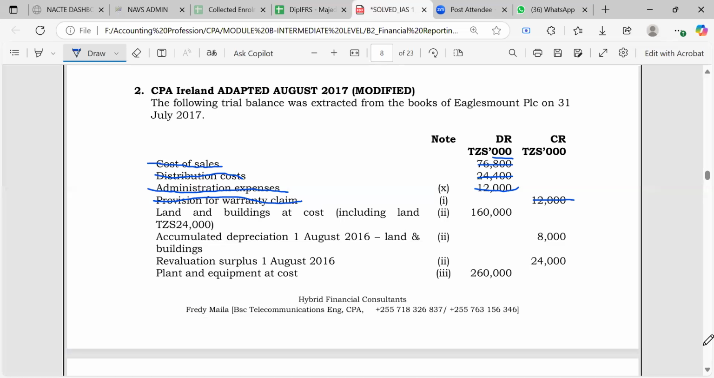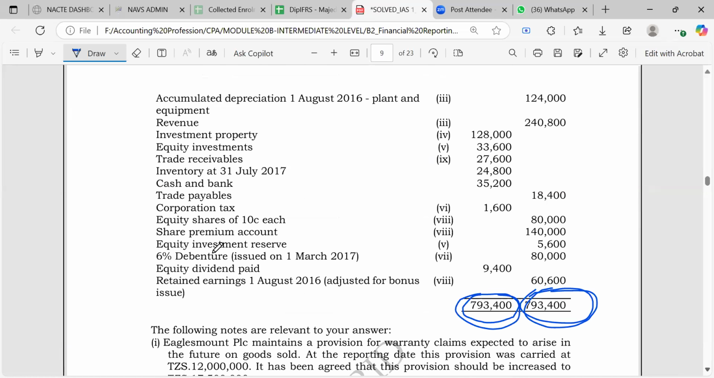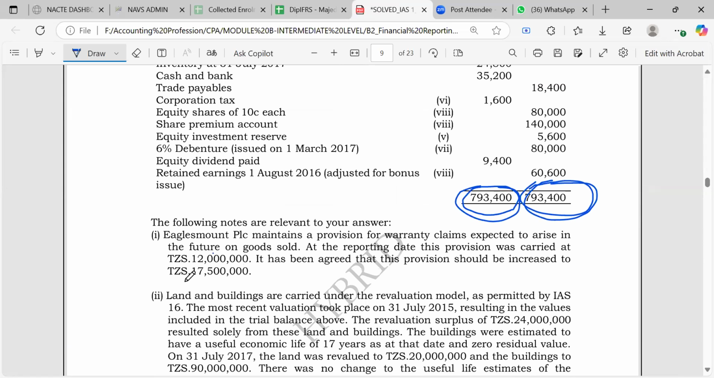This figure there is a new amount. So you need to know the double entry there too. By how much should we increase it? From 12,000 to 17,500. That is the increase, 5,500. So we need to increase our provision by this figure. You credit the provision by 5.5, and then the rest goes to the income statement as an expense of 5,500.